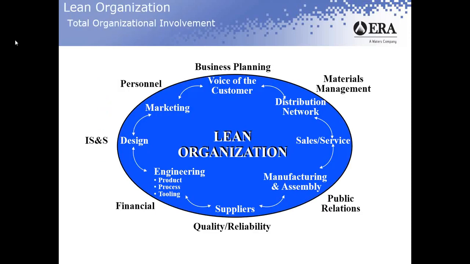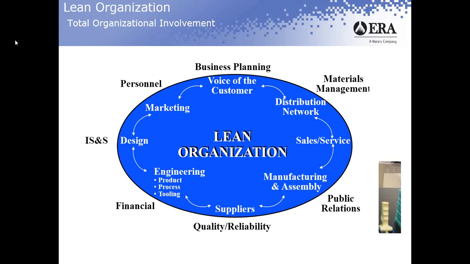Okay. So again, from a lean organization, total involvement. All right, so you want to look at your business planning. You want to look at the voice of the customer. What's your demand? What business are you in? You want to look at materials management, the distribution of that. You want sales and service involved in this process. Then you need your manufacturing assembly, your suppliers, provides quality and reliability. If you have an engineering group, looking at products and processes and tooling and your design and your marketing. So again, all aspects of a business have to be involved for a total organization and really help drive a lean organization.